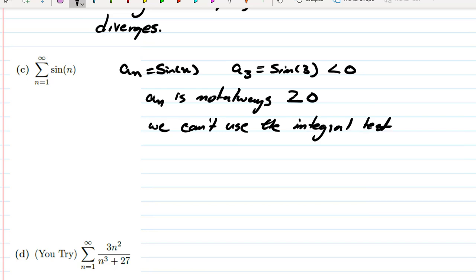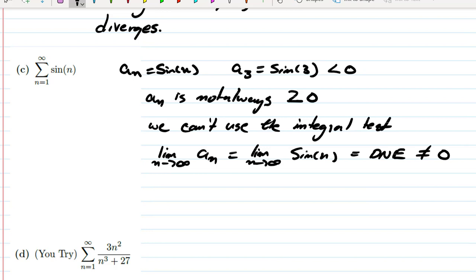And it turns out we don't even need to, because if we take the limit as n goes to infinity of a_n, or in this case, the limit as n goes to infinity of sine n, this limit does not exist. Specifically, if it doesn't exist, it's not 0. So the series diverges by the test for divergence.